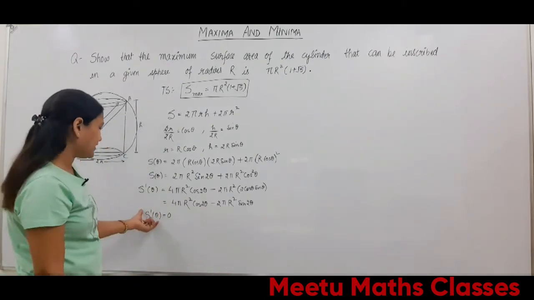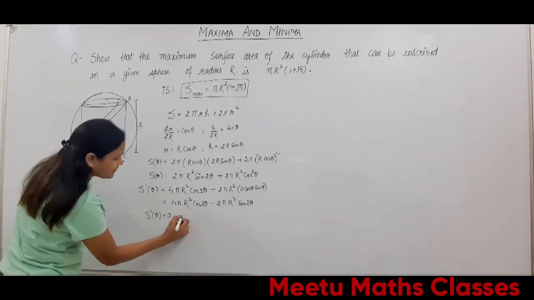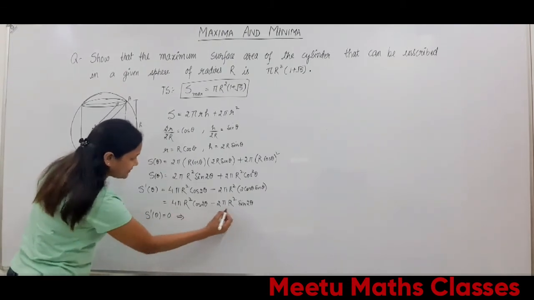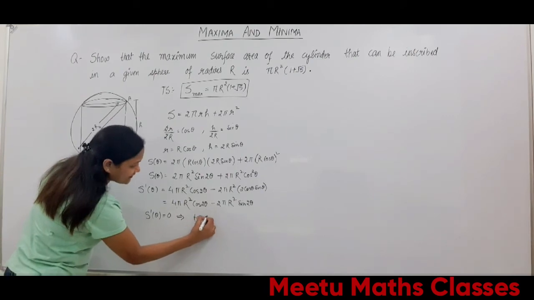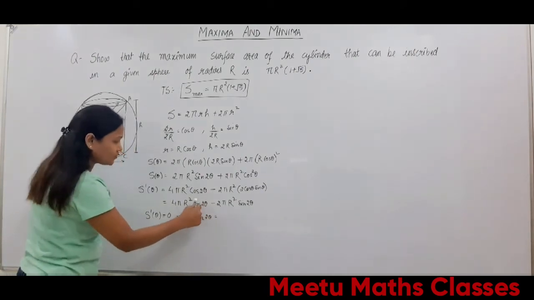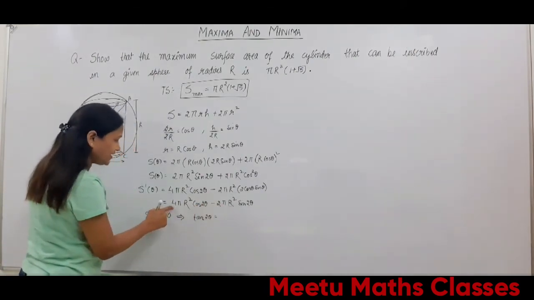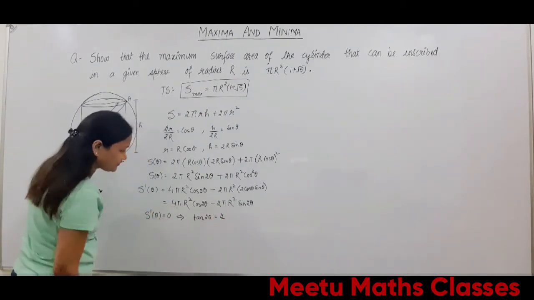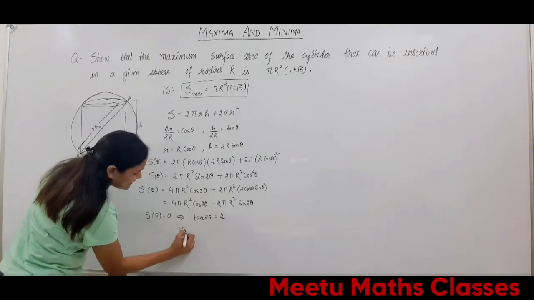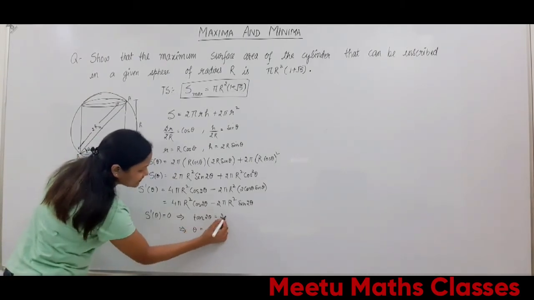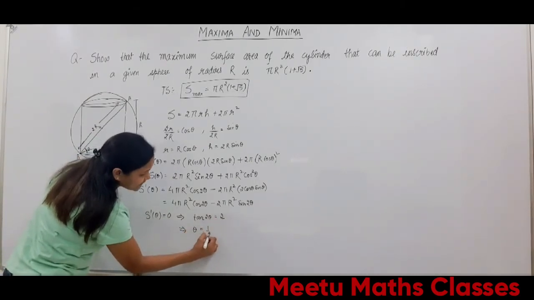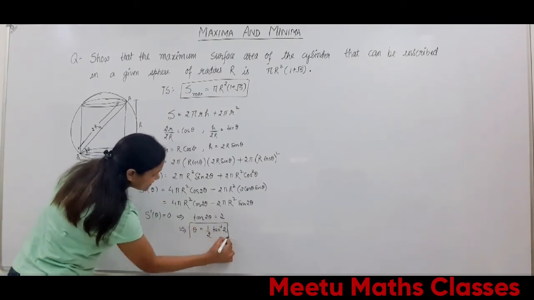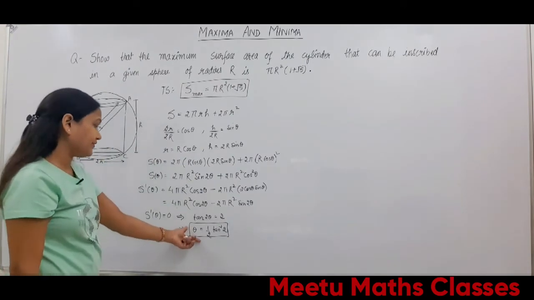Now by equating it to 0, we can find out the critical points. If the first derivative is 0, we can get this upon this equal to 0, which will give you tan 2 theta is equals to 2. So we can write it as theta is equals to half of tan inverse of 2. So this can be considered as a critical point.